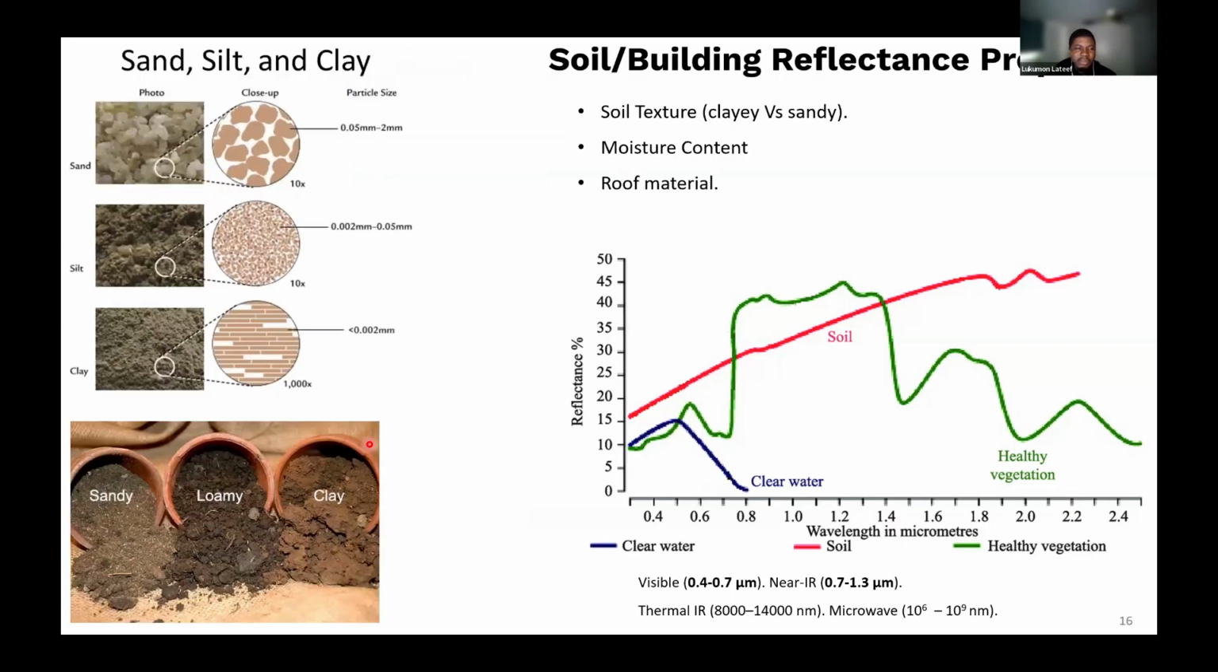So talking about the soil, a similar thing applies to the soil. The texture of the soil may be a rough or smooth surface, and then there is the moisture content. If there is water in the soil, it can affect the reflectance of the soil, especially in the infrared portion, because water doesn't reflect in the infrared.